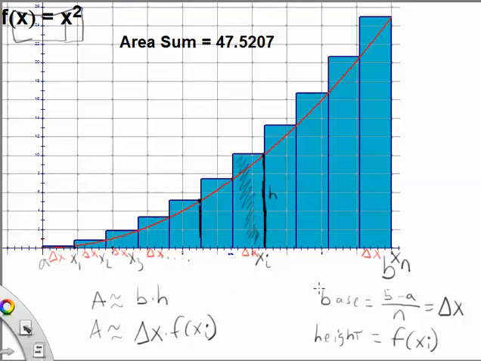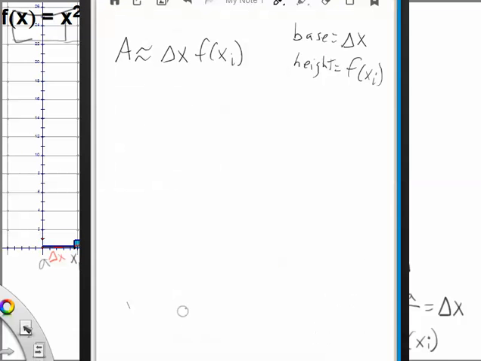Okay? That is the most basic approximation for the area of this rectangle. Okay, so that's the basic idea to get the one rectangle. Now, in order for me to expand this out to add up a bunch of rectangles, we need to sort of take a step back for a second.